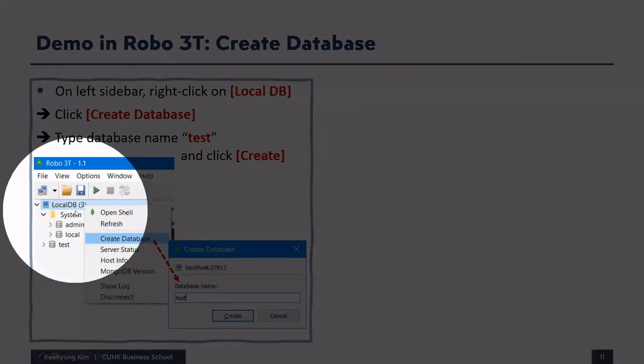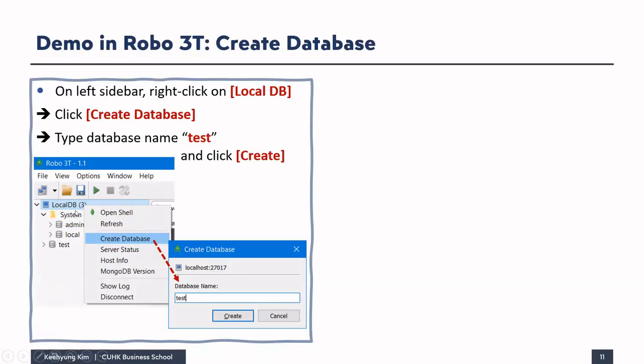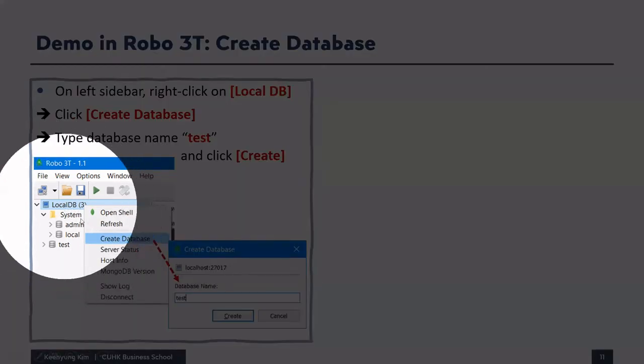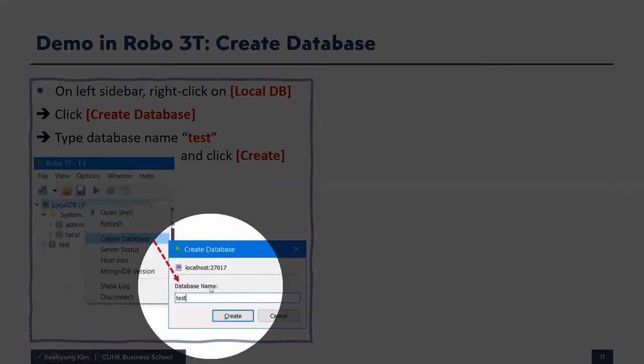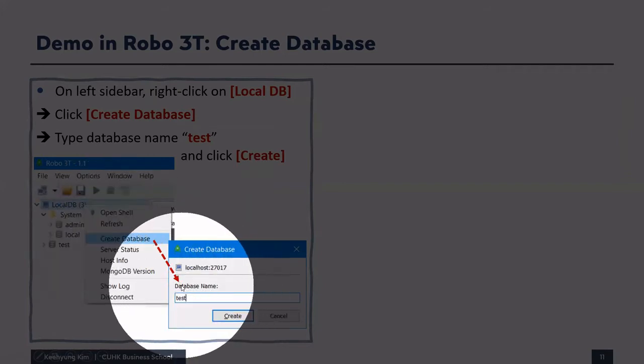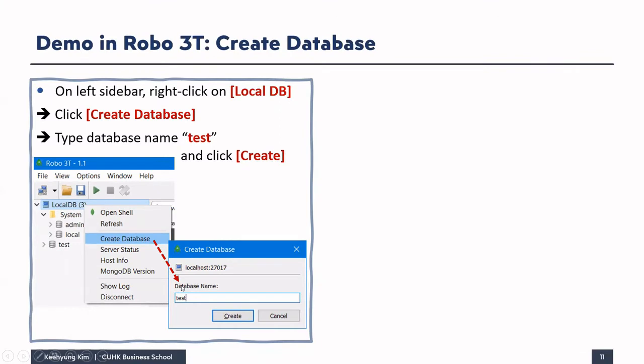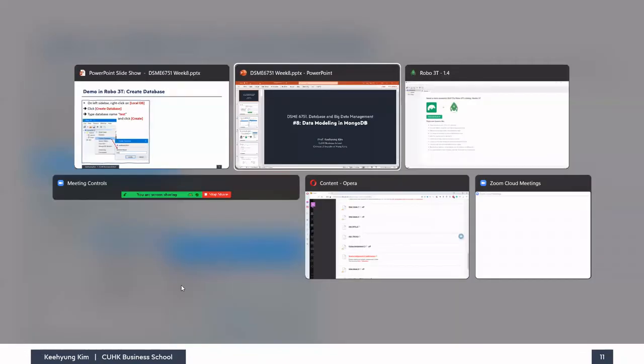Basically, the local database refers to the MongoDB server you installed on your PC, and you can right-click on this, and there is an option, create a database. You can click this, and then you can name the database. Then you can create a new database in your MongoDB server. So let's do this. This is a very simple step.